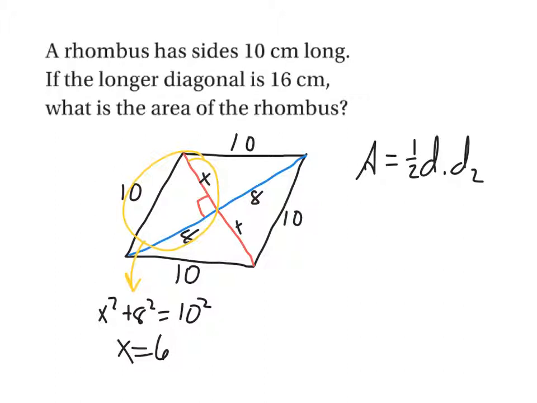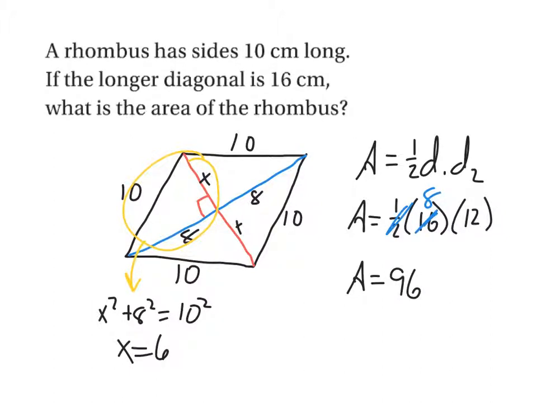So that means what's the length of that diagonal? 12. So our area is going to equal 1/2 times 16 times 12. Half of 16 is 8. 8 times 12 is 96 square centimeters. So you might need to use special right triangles sometimes to find missing lengths. You might need to use the Pythagorean theorem sometimes to find missing lengths. Okay?